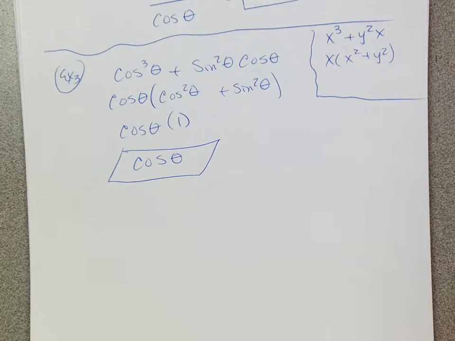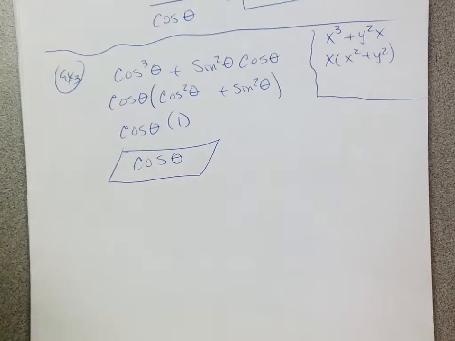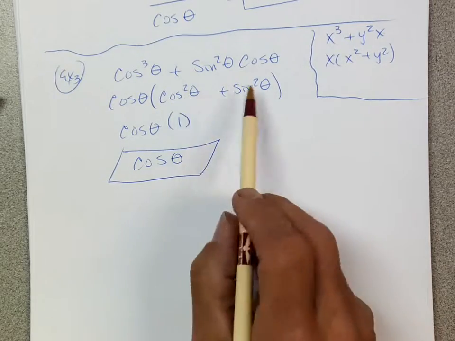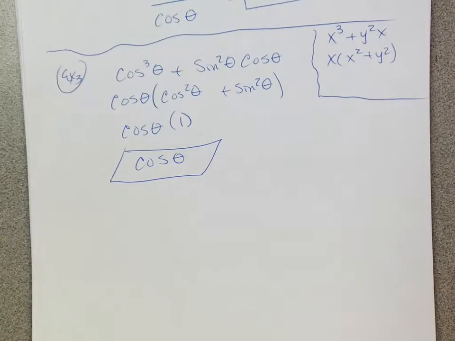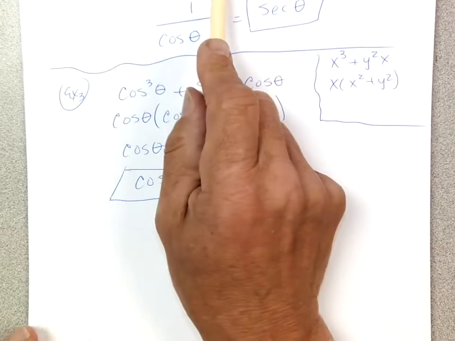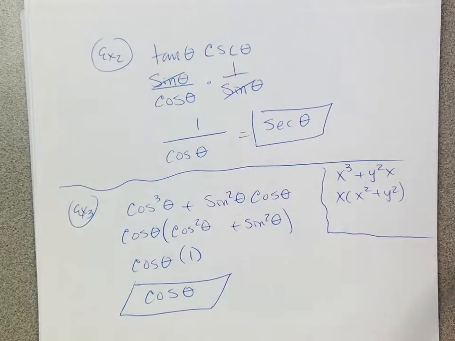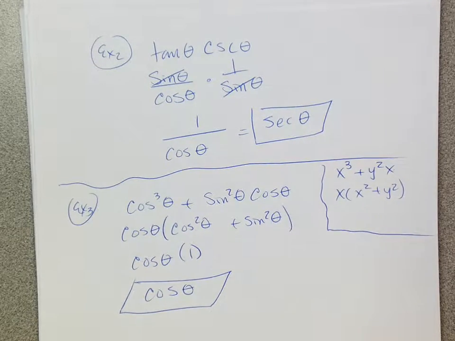So what does this mean? You're going to have to use your identity sheets and find identities. The trick is, if you see squares, look at your Pythagorean identities. Anytime you see squares, look to your Pythagorean identities. If you don't see squares, then try and change things into sines and cosines. All right, I'm going to turn my page and do example number 1 with you.